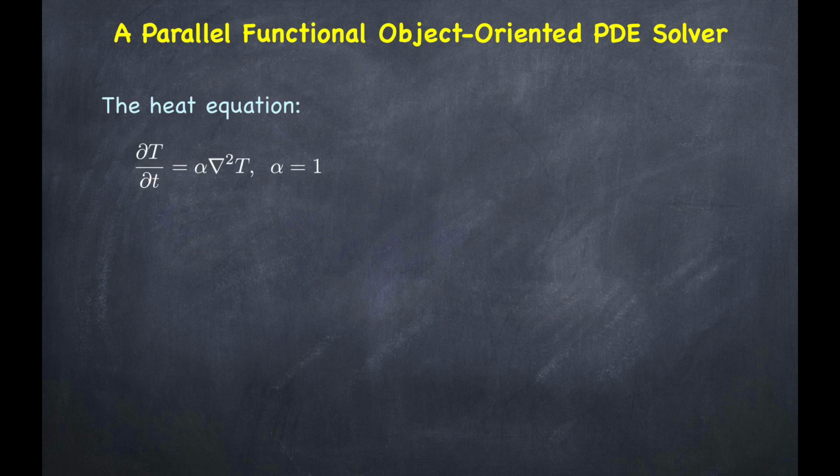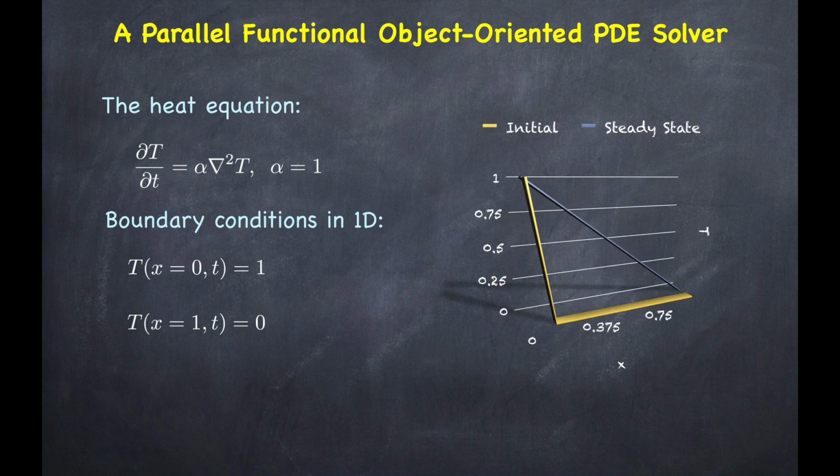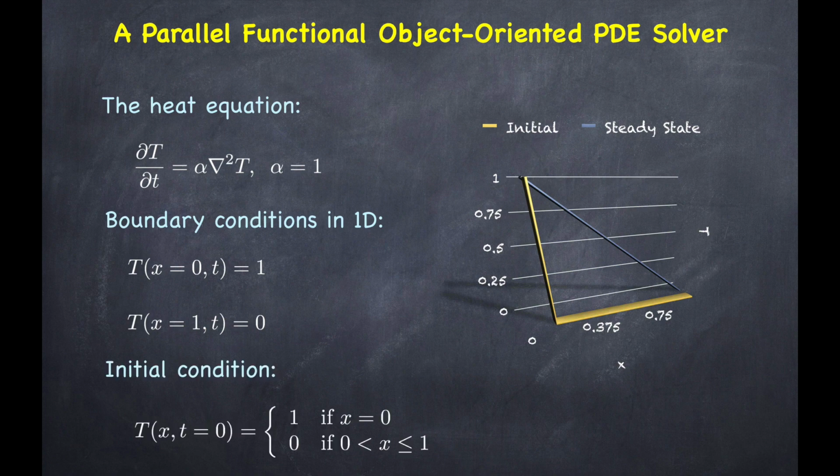Our context for this presentation is the equation for unsteady heat conduction in a material with a constant thermal diffusivity, alpha. For demonstration purposes, we'll set alpha to 1, and we'll solve the heat equation on a unit interval. The temperature will be fixed at 1 on the left boundary and will vanish on the right boundary. Our initial condition will be 0 everywhere, except on the left, where it will satisfy the left-hand side boundary condition. At steady state, we expect the time derivative of the temperature to vanish, which implies that the Laplacian of the temperature vanishes. In 1D, this yields the linear temperature distribution shown in this graph.